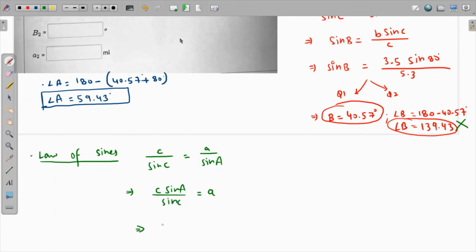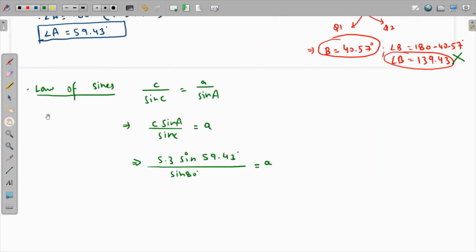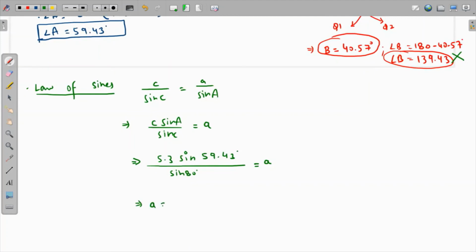So side C is 5.3. Angle A, we just found, is 59.43. And angle C is 80. And that is equal to a. So the value of a comes out as, let me just grab my calculator, sine of 59.43 times 5.3 over sine of 80 degrees. So this is coming as 4.63. This is the value of small a.